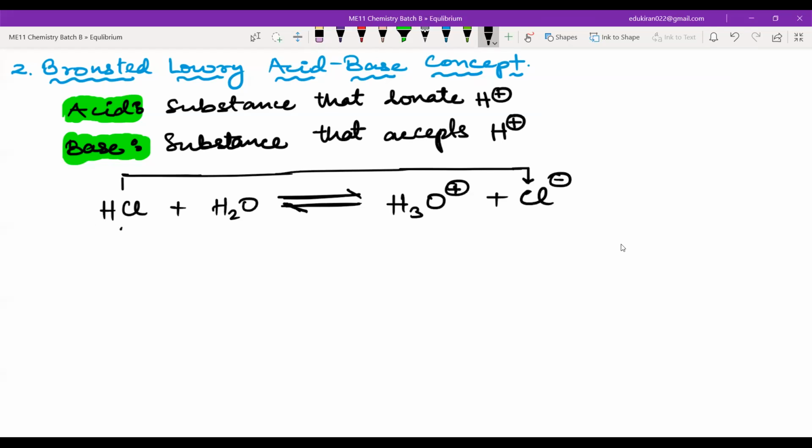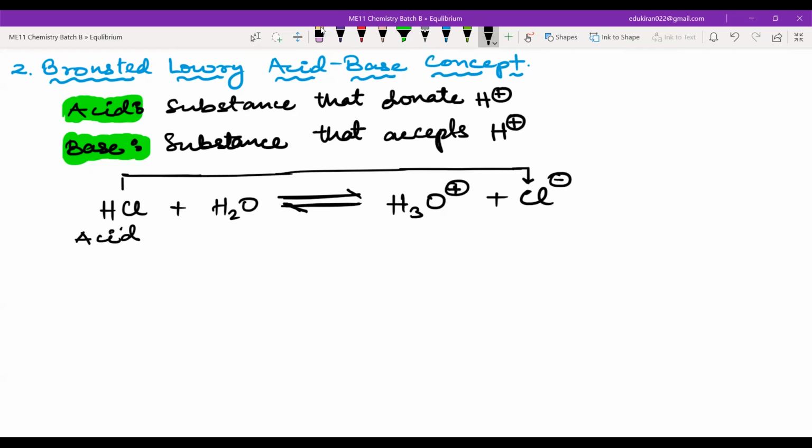What happened with HCl? We have removed H plus or we have added H plus to HCl? Removed. Right. We have removed it. So that means HCl has donated H plus, yes or no? Yes, sir. So this is an acid.